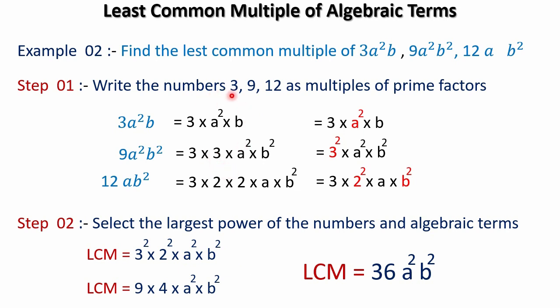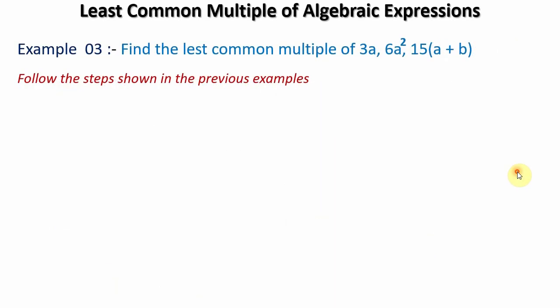That means for the given numbers we have to write the factors as prime numbers, and select the largest power. So I'll move to the next example, number 3. In this example, algebraic expressions are given: 3a, 6a square, 15 into a plus b. So I'm going to follow the same steps as we discussed earlier.